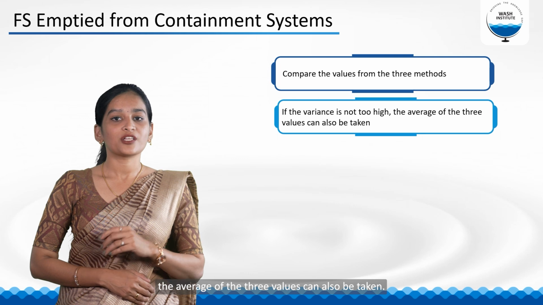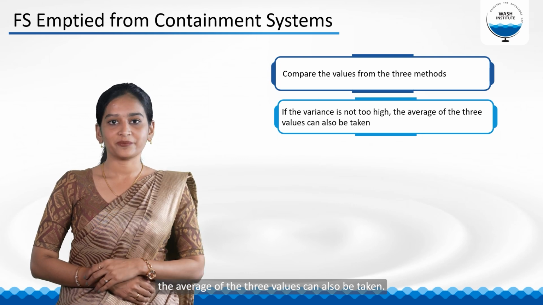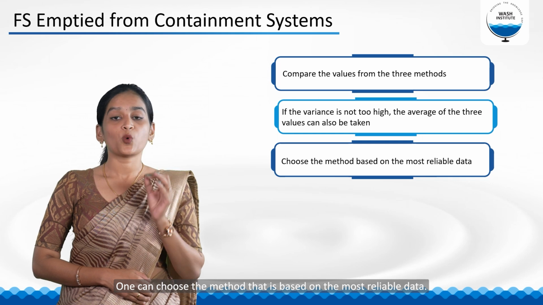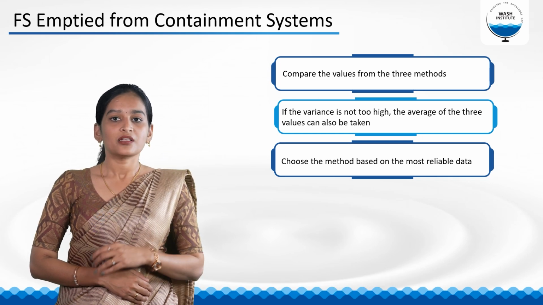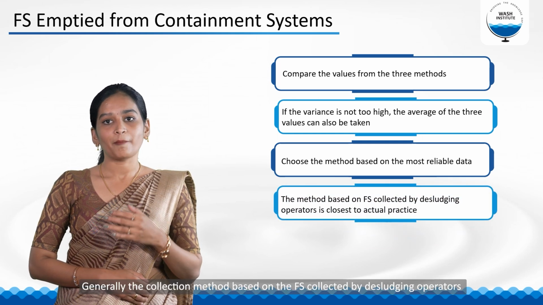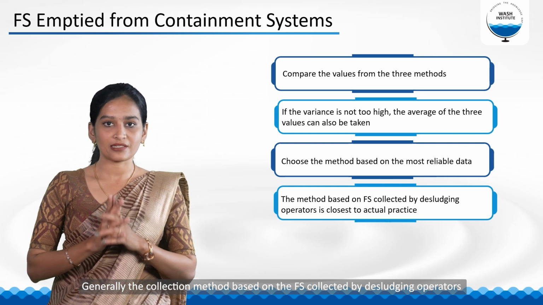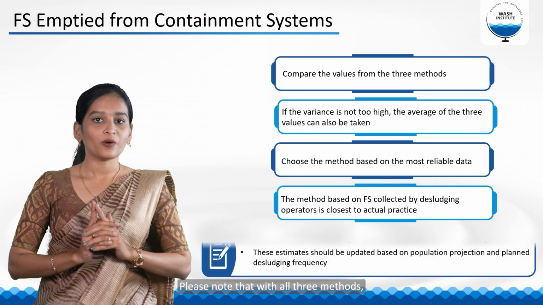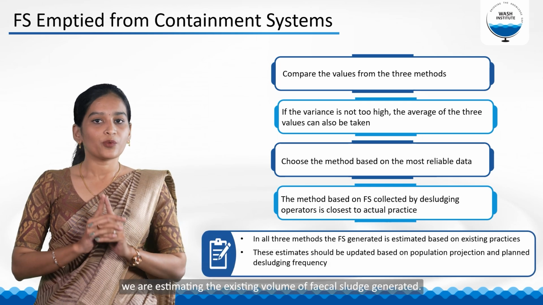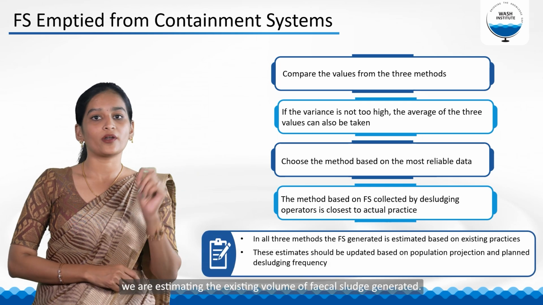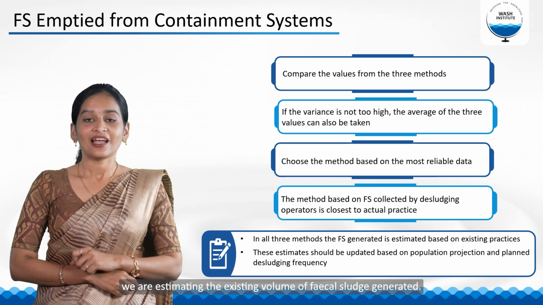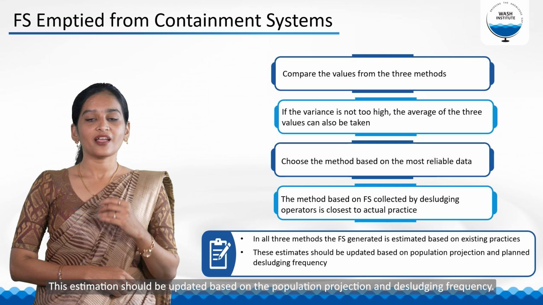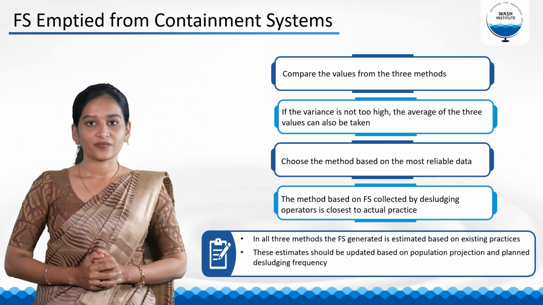One can compare the values obtained from all the 3 methods, and if the variance is not too high, the average of the 3 values can also be taken. One can choose the method that is based on the most reliable data. Generally, the collection method based on the fecal sludge collected by desludging operators is closest to the actual practice. Please note that with all 3 methods, we are estimating the existing volume of fecal sludge generated. This estimation should be updated based on the population projection and desludging frequency.